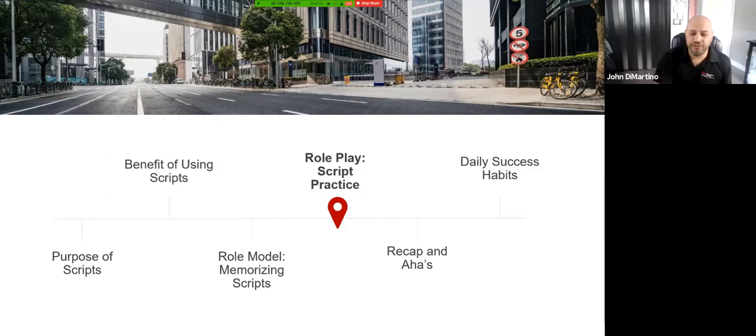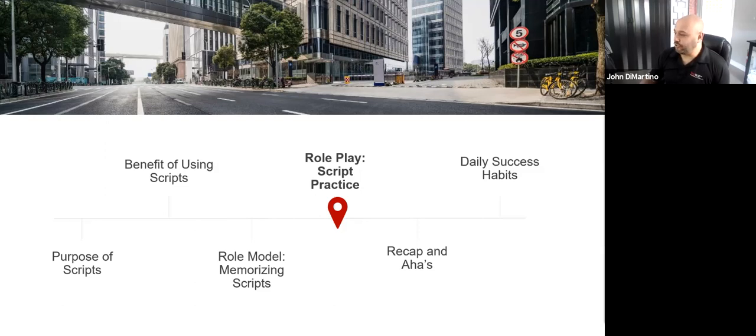So what I'd like to have everyone do is reach out to someone else on this call. Reach out to someone else in the office, and just ask them, hey, will you be my script partner? We're not going to do it in here, but will you be my script partner for the next couple days? Or let's just go over for sale by owner scripts.